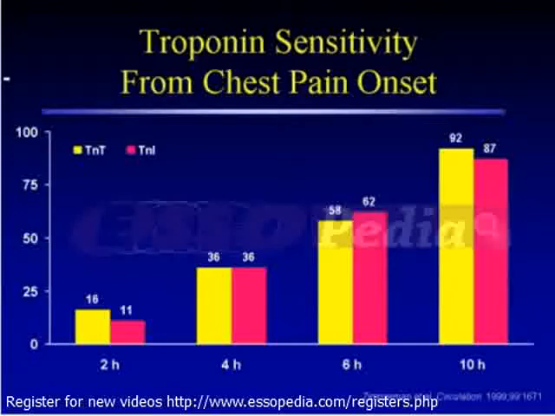This slide shows the percentage of patients with elevation of cardiac troponin T or cardiac troponin I from the onset of chest pain. The sensitivity of cardiac serum biomarkers is very low until at least 6 to 10 hours after the onset of ischemia.